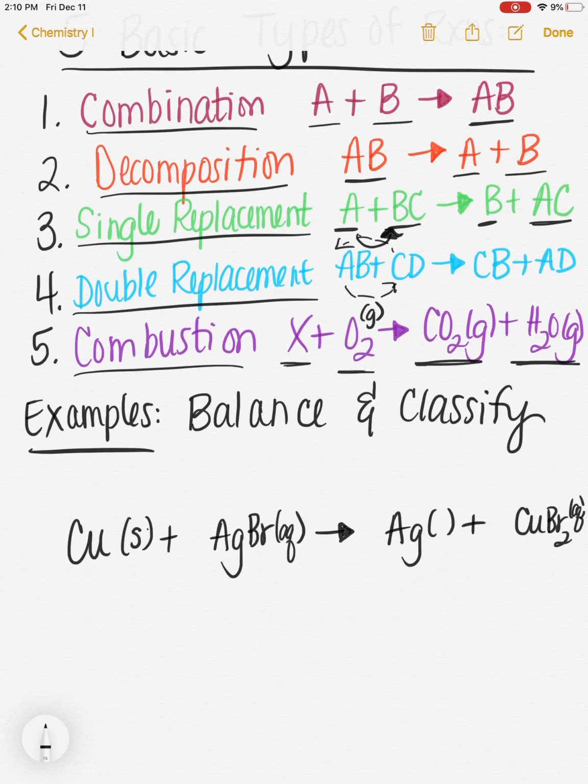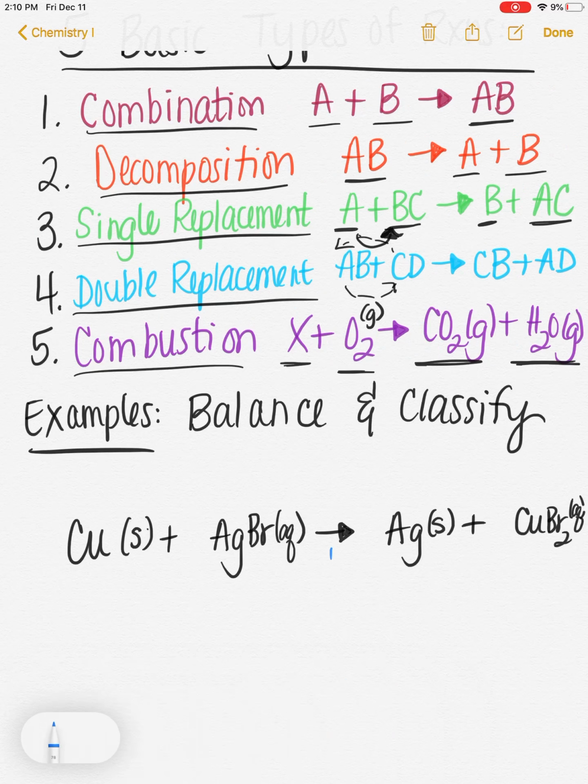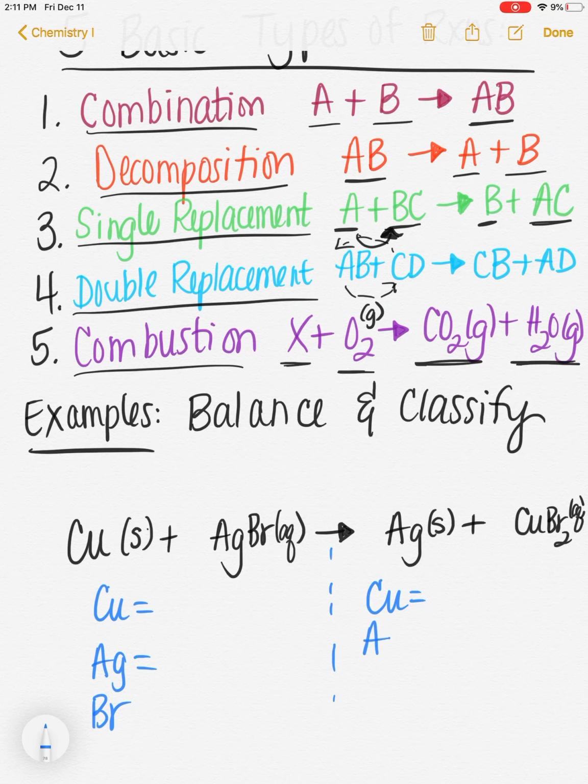Now I have Ag, which is silver. It's by itself, so I looked it up on the periodic table. Has a phase label of solid, and it's going to make CuBr2 aqueous as the other product. All right, so let's balance this thing. So I'm going to draw my border line, and I'm going to list. I have copper, I have silver, and I have bromine.